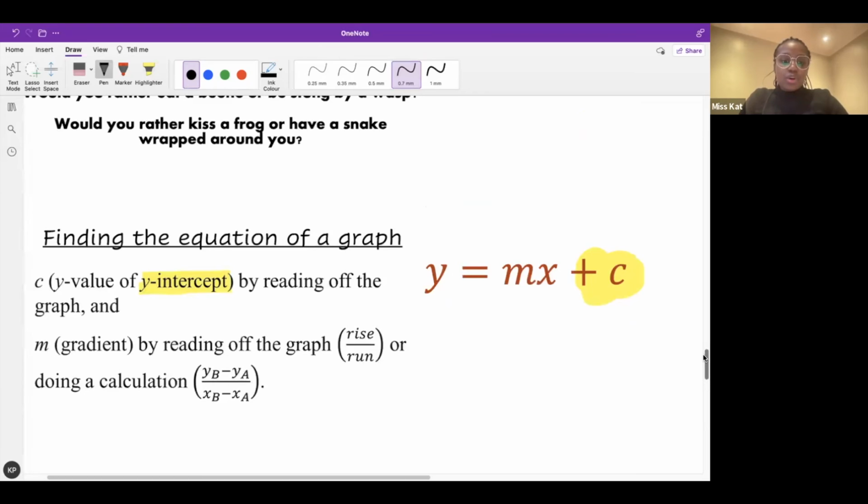Okay, so once you figure out the gradient, you work out the gradient by the whole m equals this and this and this, and you substitute it where you see m, right? And then you just look at your y-intercept and you substitute it by c, and we are sorted. We don't listen.